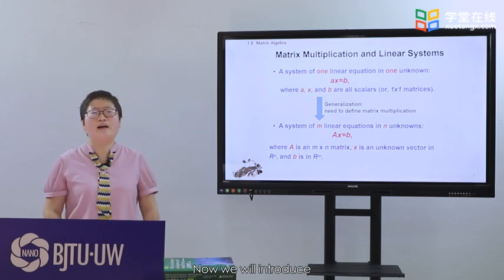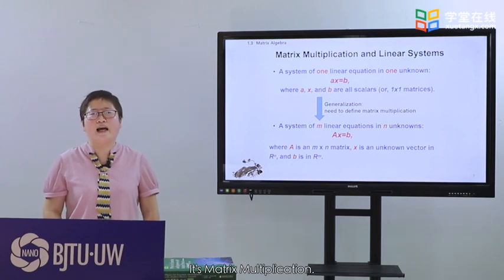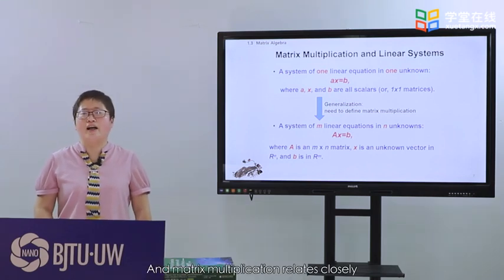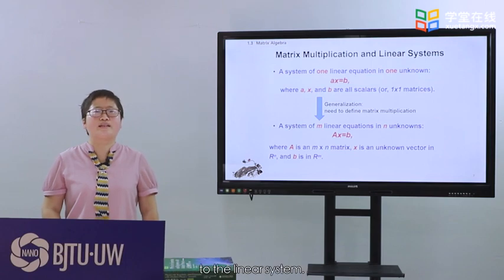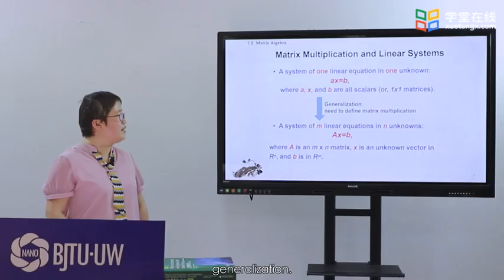And now we will introduce another operation on matrices. It's matrix multiplication. And matrix multiplication relates closely to the linear system, as we will see later. A system of one linear equation in one unknown we can write as ax equals b. Here, a and x and b are all scalars, or they are 1 by 1 matrices. You can also consider it like this.